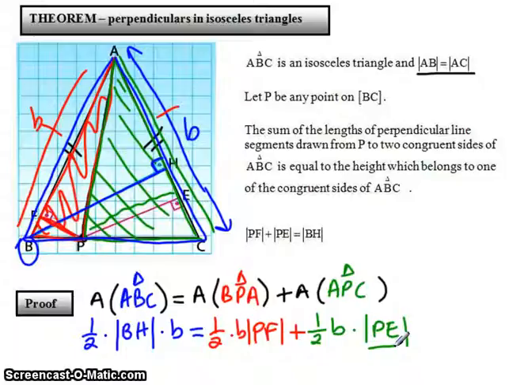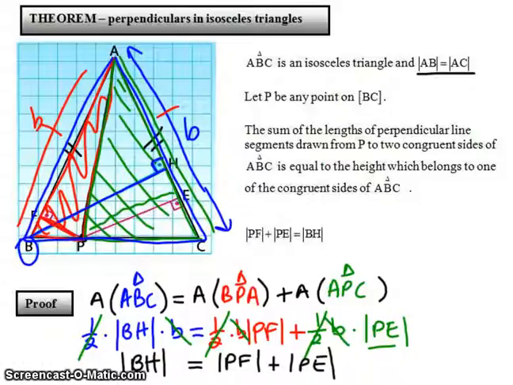And we're going to use the same idea here, that we can have a common term of a half, which will cancel, because it's a common factor to all terms. B is also a common factor in all terms, so it will cancel. And what we'll be left with is our result, that BH is equal to PF plus the length of PE.